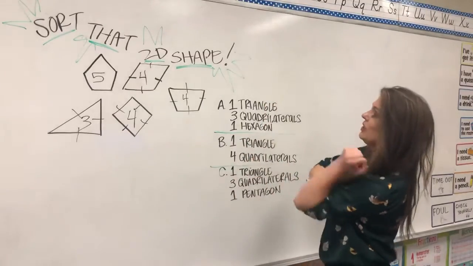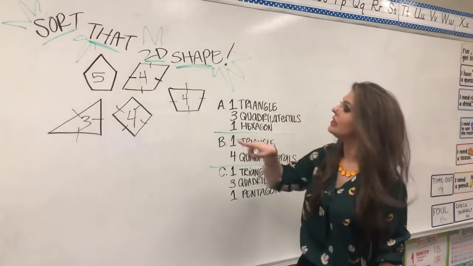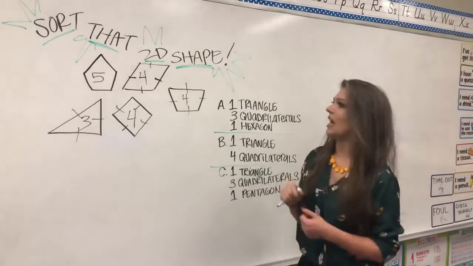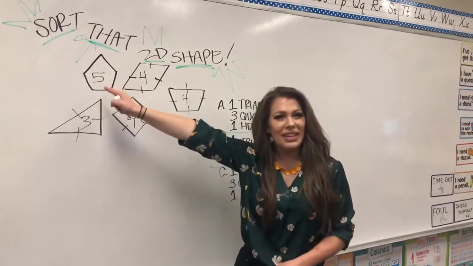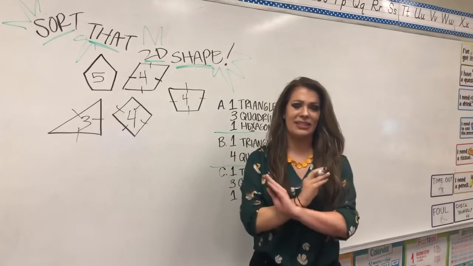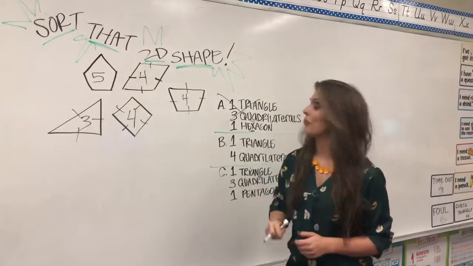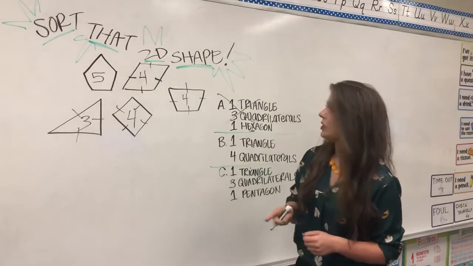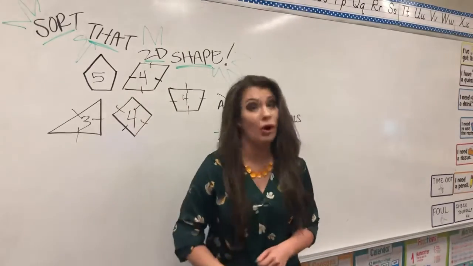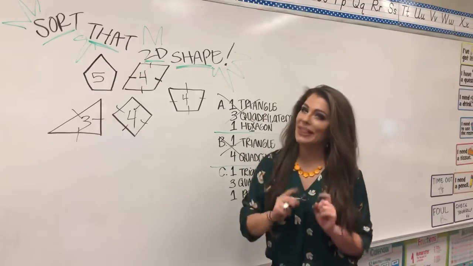So A, let's see, 1 triangle, yeah, that's right. 3 quadrilaterals, is that right? 1, 2, 3, yes, so far so good. And 1 hexagon, oh, what was this one called again? I remember the hexagon was X like a 6, so that can't be right, no. What about B, 1 triangle, yes. And 4 quadrilaterals, no, we only have 3. So can't be B. Must be C, but let's still double check.